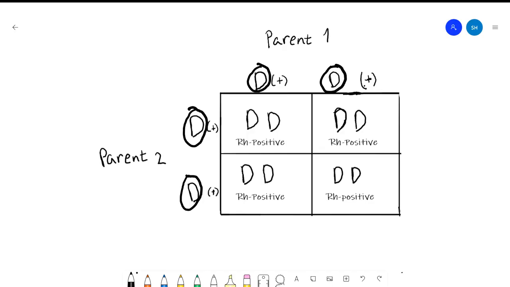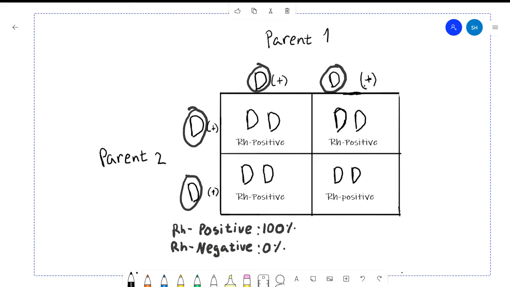So, coming back, the child of parent 1 and parent 2 has to have Rh positive as well. There's a 100% chance that the child of parent 1 and parent 2 is going to have a positive blood group. So, that's the first possibility. Let's move on to the next possibility.